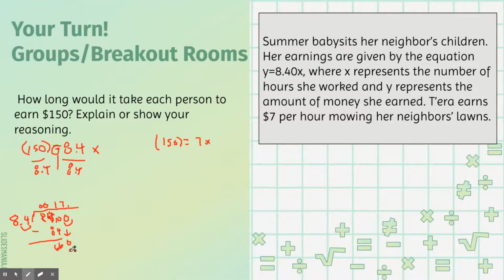7 times 4 is 28, carry the 2. 7 times 8 is 56, so that's 588. So now I'm going to borrow, and I'm going to make that 10. 10 minus 8 is 2.